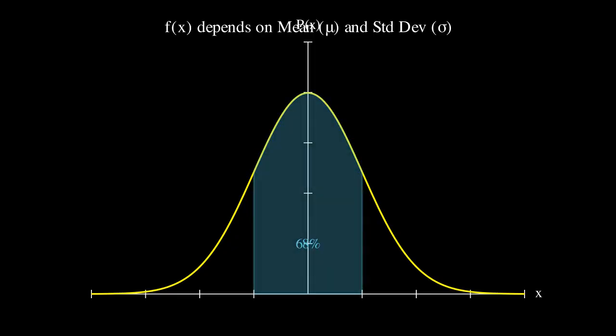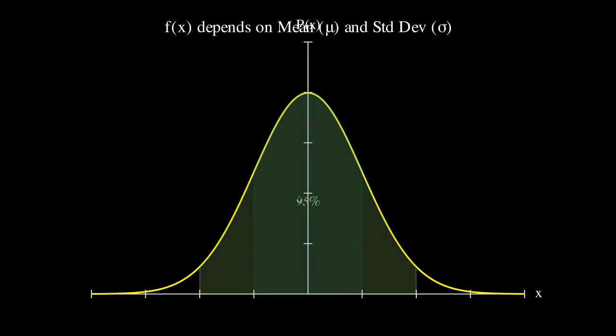This leads us to the empirical rule, or the 68, 95, 99.7 rule. In any normal distribution, 68% of all data falls within one standard deviation of the mean. 95% falls within 2 standard deviations, and 99.7% falls within 3. This gives us a powerful way to predict the probability of future events.